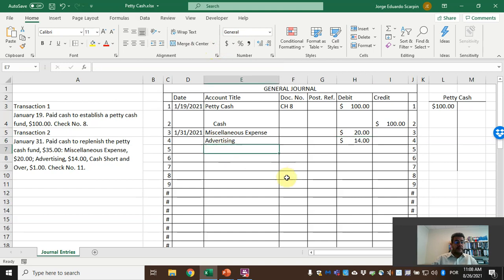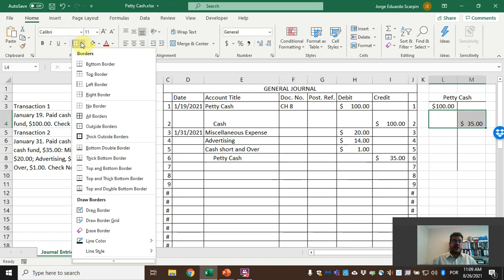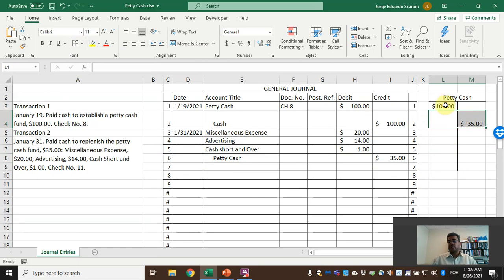Then cash short and over, 1. And now the credit, petty cash. The sum of it, how much is the sum of it? The sum of it is 35. So our petty cash here, 35. So our cash, if we go to a subtotal here, it would be 100 less 35, it would be 65. However, we will replenish it.